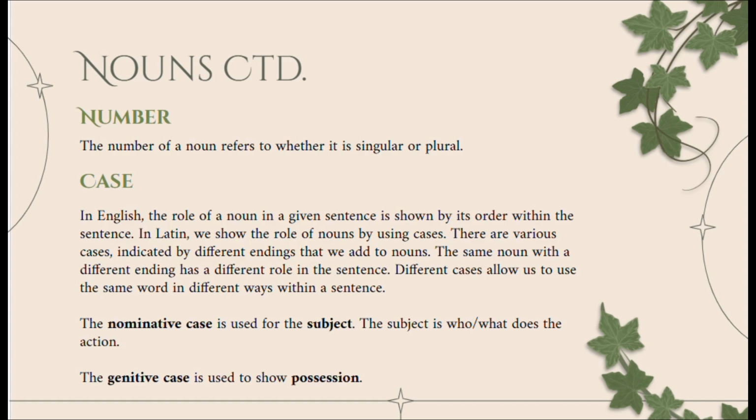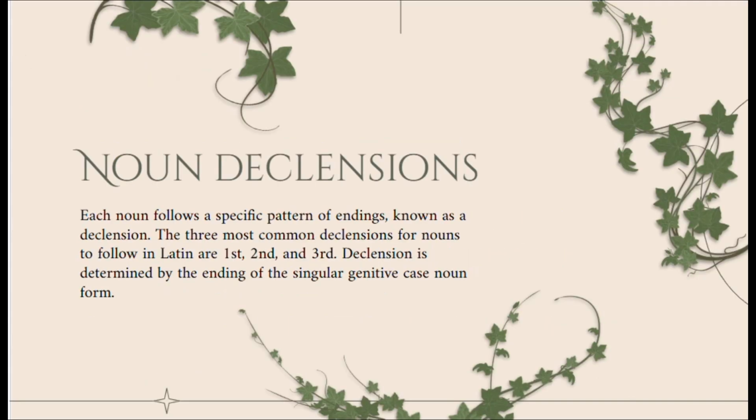And similarly, for example, the genitive case is used for possession. So if we see a genitive case ending on a noun, we know it must be being used for possession. So that's how case works. Now, unfortunately, this does get a little more complicated because not all nouns follow the same pattern of case endings. Which would be very nice.